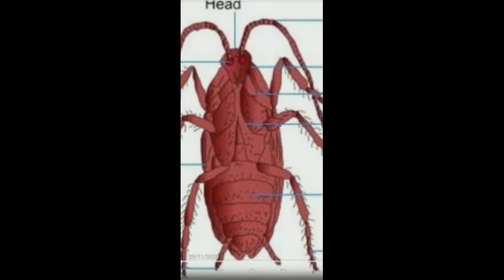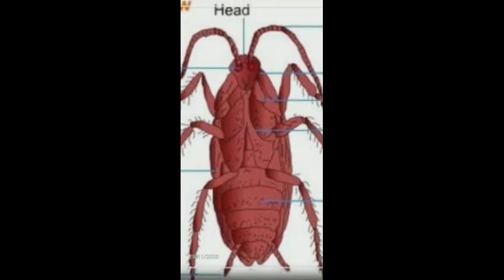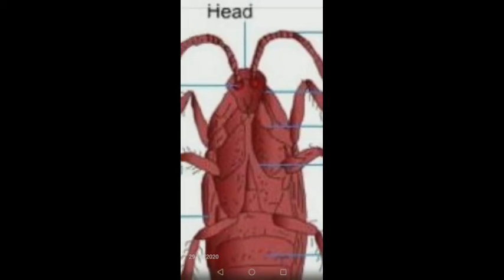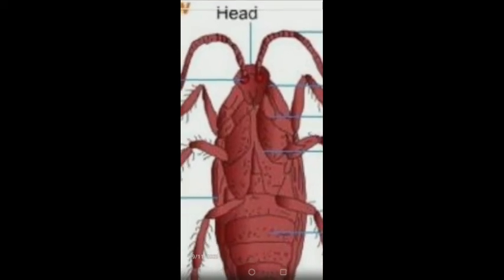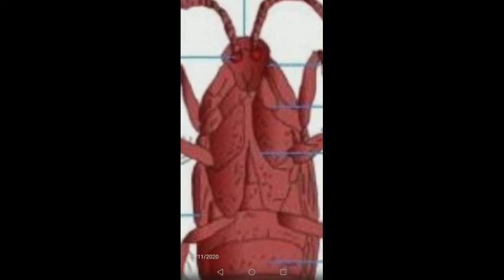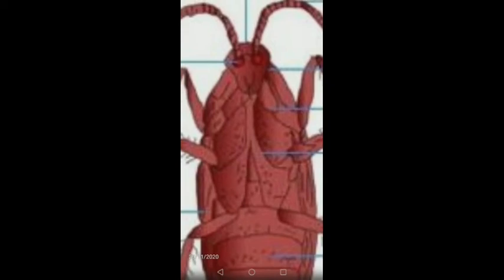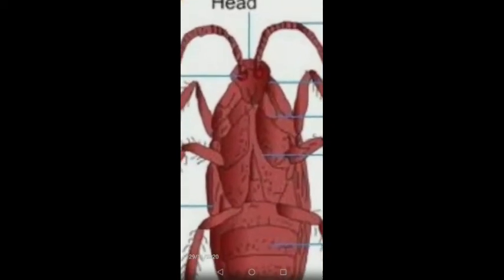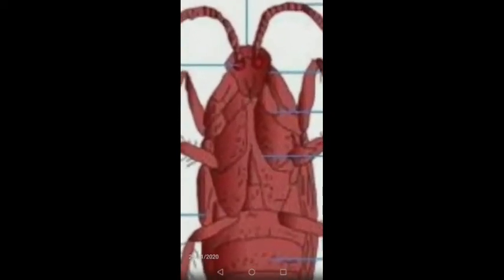Next we'll see the head part of the cockroach. The head of the cockroach is small and triangular. This head lies at a right angle to the longitudinal body axis. The mouth parts are placed downwards, and since the mouth parts are placed downwards, it is called hypognathous.